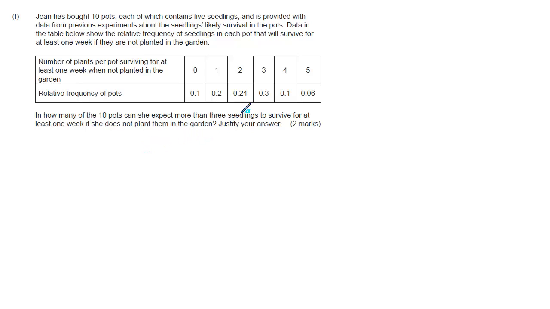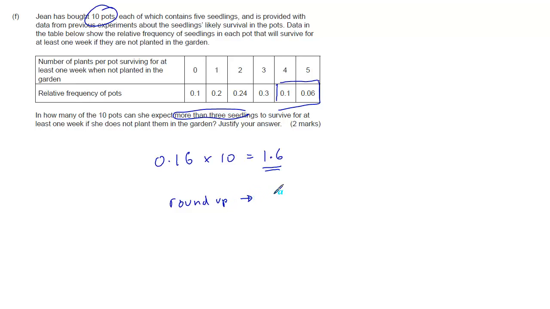So more than 3 is 4 and 5. So that's 0.16 as the probability. So the probability applies to just one pot, but we have 10, so we'll multiply that by 10 and we get 1.6, and of course we can't have 0.6 of a pot, so we need to round up, and we'll say that's 2 pots.